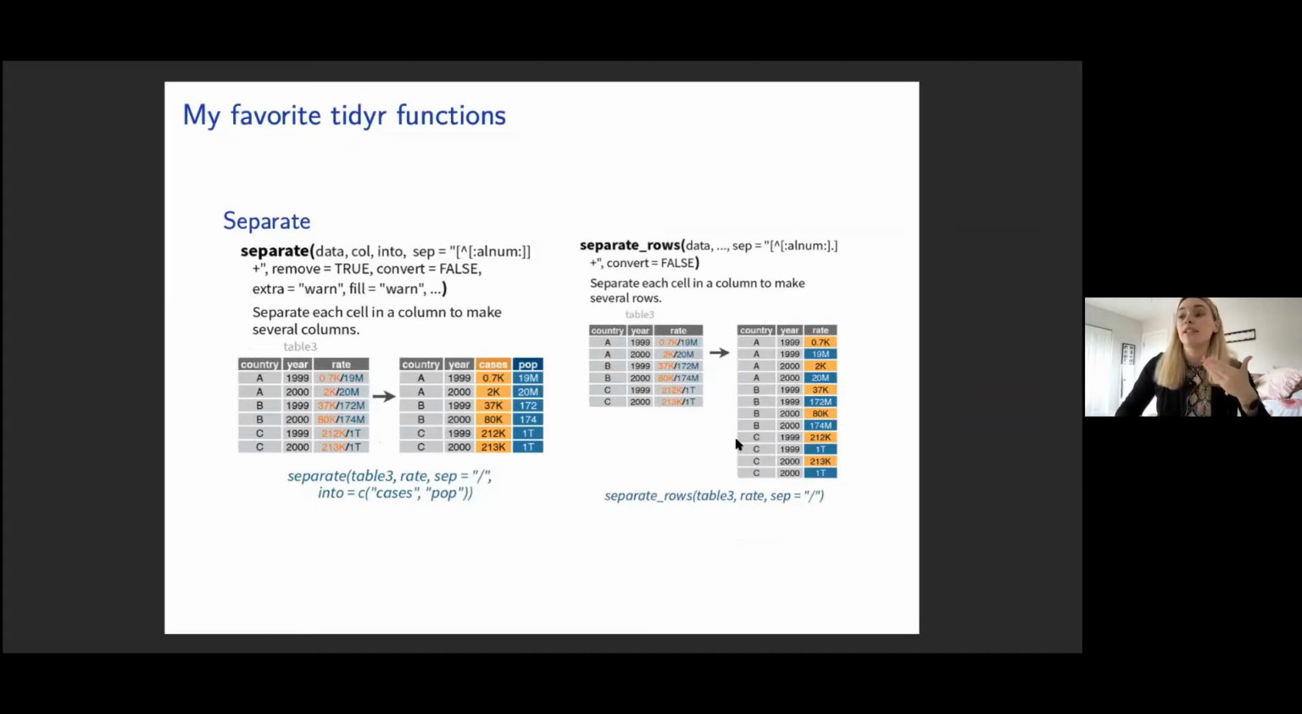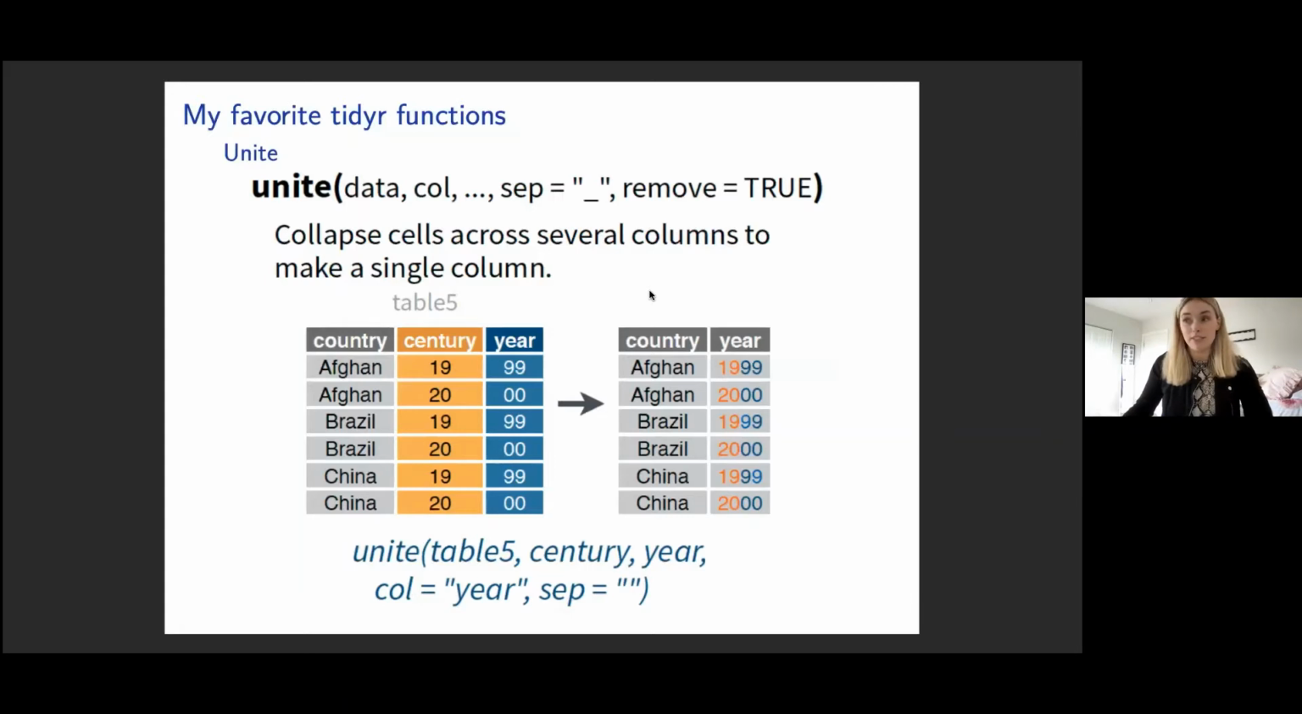Similarly, there's a thing called separate, which can separate this variable into two different variables. And you can do that with variables, or you can do that with rows. So this is kind of making this variable into long format where you have multiple instances, but you have, you know, the year and then the rate. So it can make several rows, separates a column to make several rows. And then unite, which kind of does the opposite. So it collapses across several columns to make a single column.